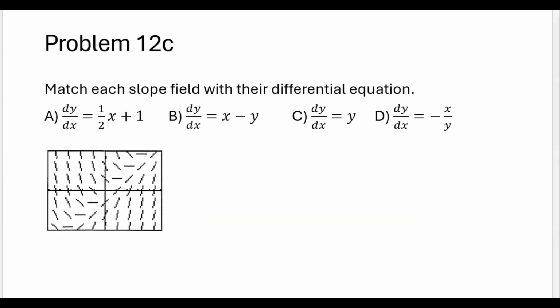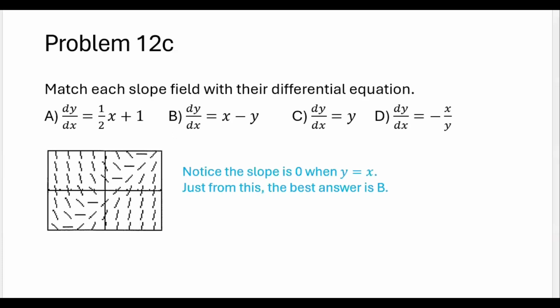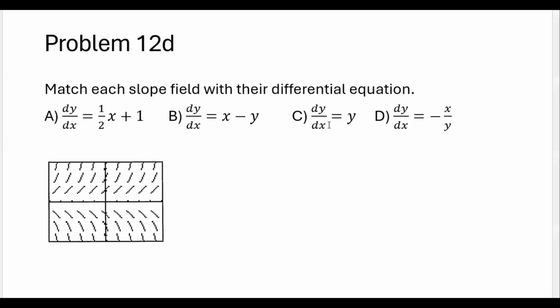How about part C? Well, here we notice that the slope is 0 along the line y equals x. Which one was that? That was choice B, right? Okay, so that's the quick way to eyeball it. Oh, we already chose A and D and B. So 12D will probably be C, but let's think through why it's C actually, okay? There's no dependency on x. As we step through the x, the slope doesn't change. Which one has that? That's only C.